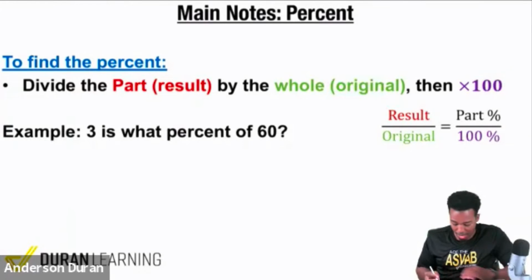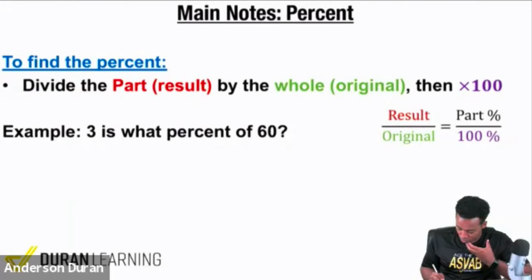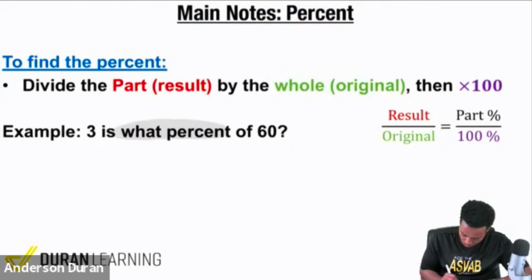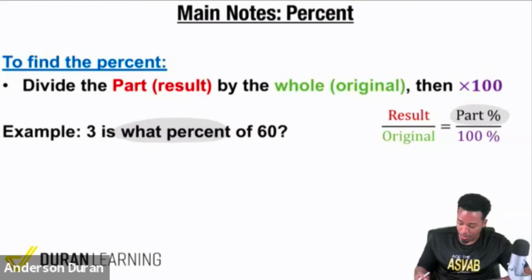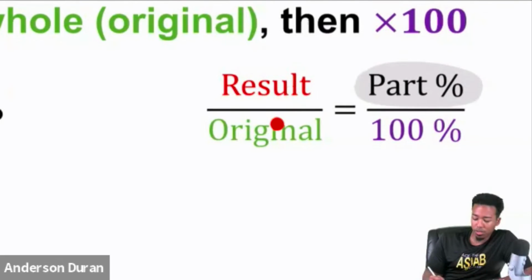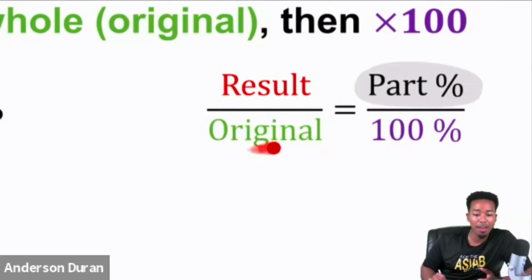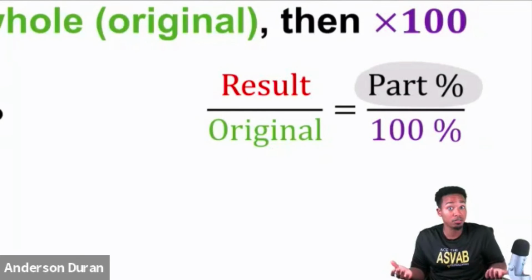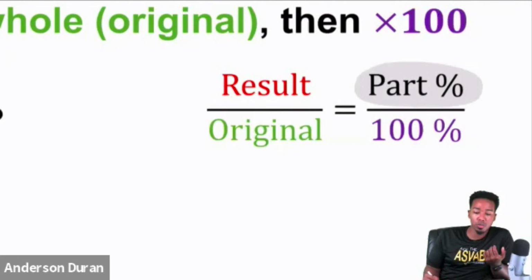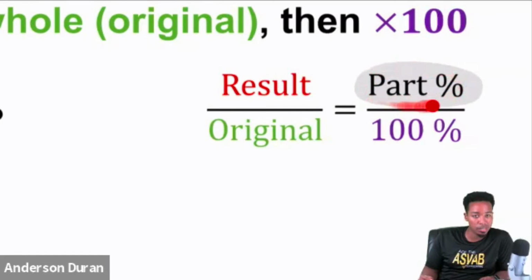Everybody, we're asked to find the percent. So I'm going to go ahead and highlight that right over here. What percent? Everybody, look at this. Result divided by the original, that's the same thing as the part over 100. Because remember, everybody, original, what you have to begin with, is that not 100%? Is that not the starting amount? Right? And so the original locks in with 100%. They're the same. And that result, that piece that you have, is related to the part.